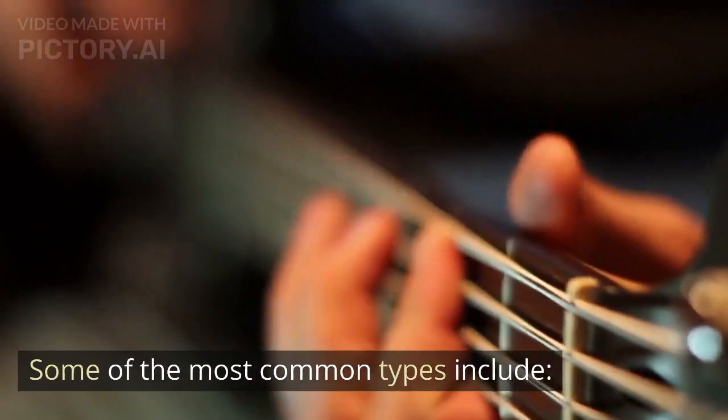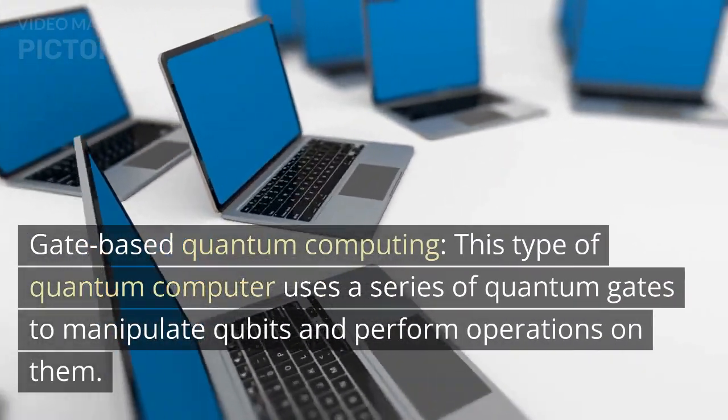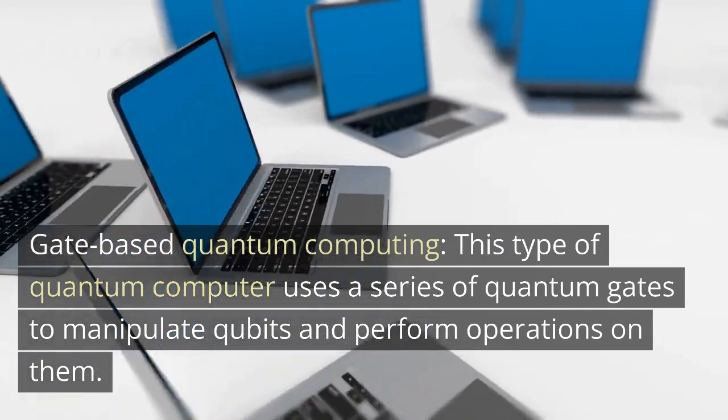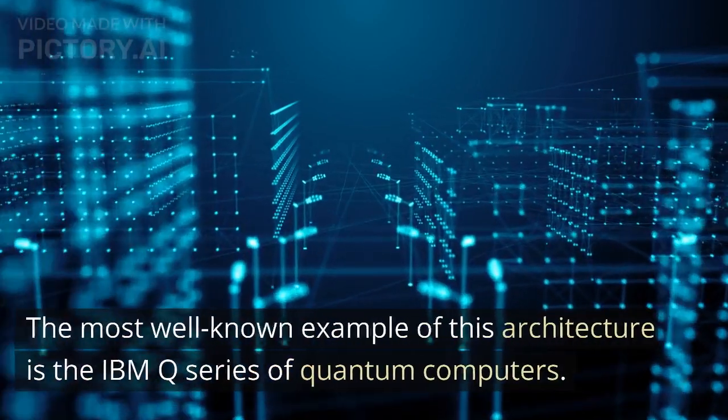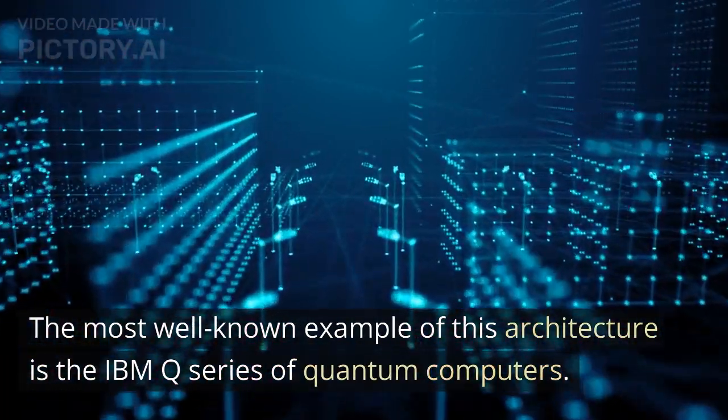Some of the most common types include gate-based quantum computing. This type of quantum computer uses a series of quantum gates to manipulate qubits and perform operations on them. The most well-known example of this architecture is the IBM Q series of quantum computers.